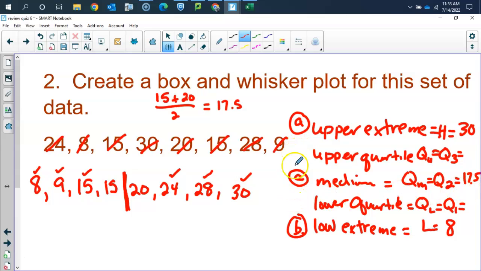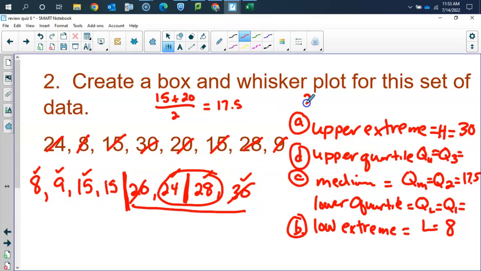Now I would like you to find A, B, C, D, the upper quartile. Go. Okay, upper quartile is the median of the upper half of the data. So here's our upper half. Now I'm going to cross off low, high, two middle numbers again. So my median is going to be right here. So it'll be 24 plus 28 divided by 2 is 26. So you should have gotten for your upper quartile or third quartile 26.